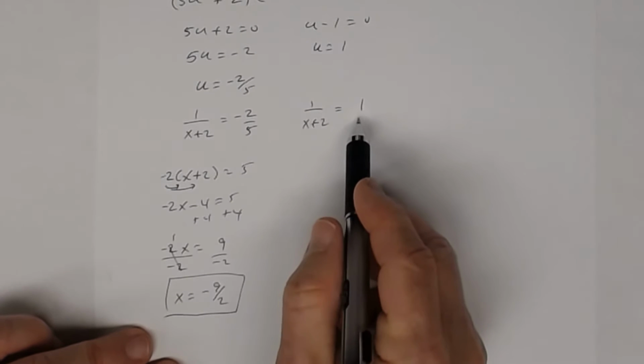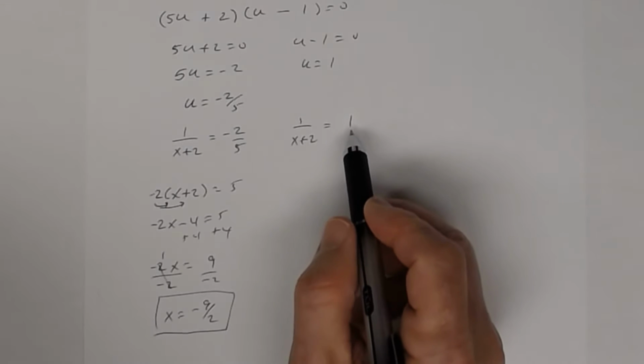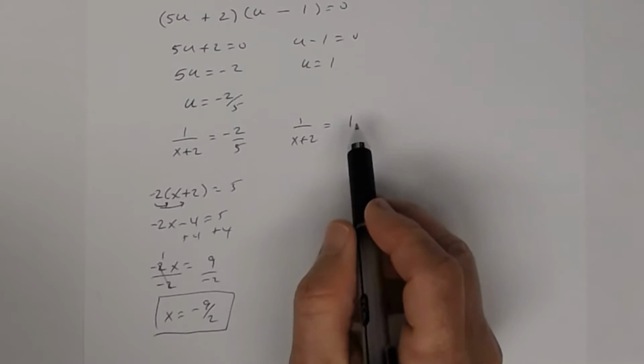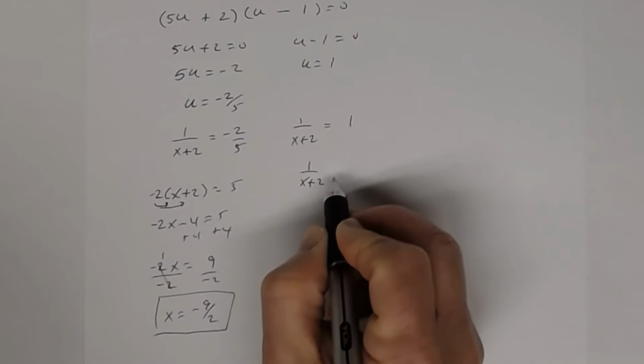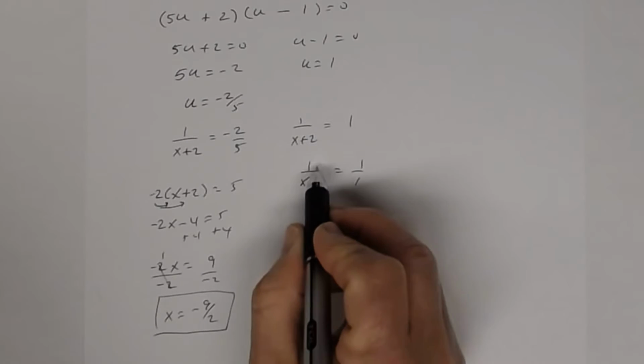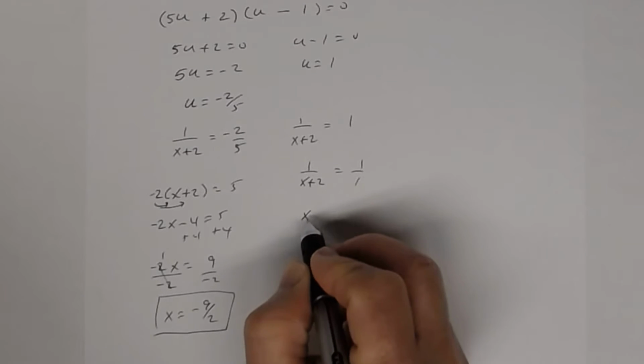Let's do the same thing here. Now for this one, remember most of you, when you look at this, you prefer to have a fraction here just like you had here. And that's fine. You just have to do this. You have to say x plus 2 equals 1 divided by 1. And then we cross multiply. So x plus 2 times 1 is x plus 2.